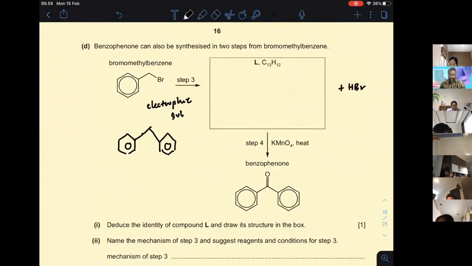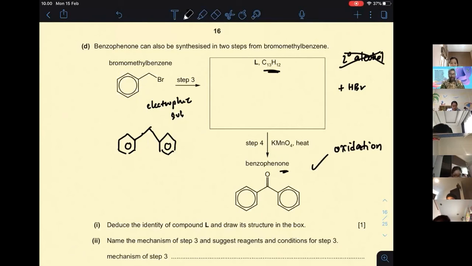It can also be synthesized in 2 steps from bromomethylbenzene. So this is bromomethylbenzene, and I can see there are going to be 2 steps over here. This step, of course, is KMnO4 with heat, an oxidation reaction. But whenever I look at an oxidation reaction where the product looks like a ketone, the first thing that plays in my mind is that this is going to be a secondary alcohol. But when I see there is no OH, it means that this is not a secondary alcohol, so that is not included.